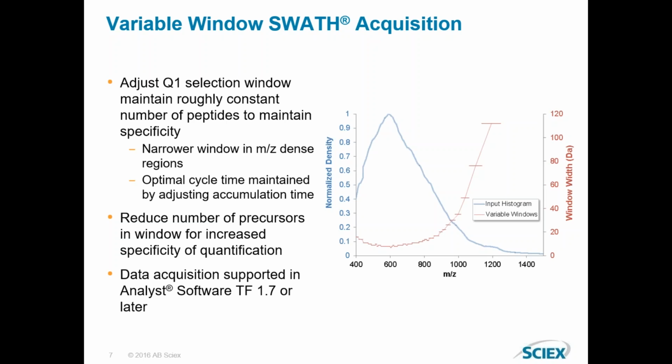So this graphic on the right here shows a normalized density of precursors across the whole LCMS run, and where the most abundant, the highest density of precursors is, shown around M over Z 600. This is the region where we have the smallest isolation windows, down to 4 Daltons. And in areas where there are fewer precursors, i.e. greater than M over Z 1000, we will use much wider windows, normally up to about 25 Daltons.